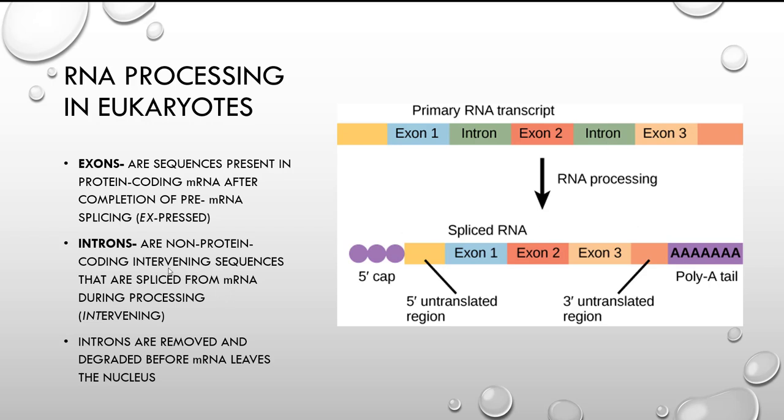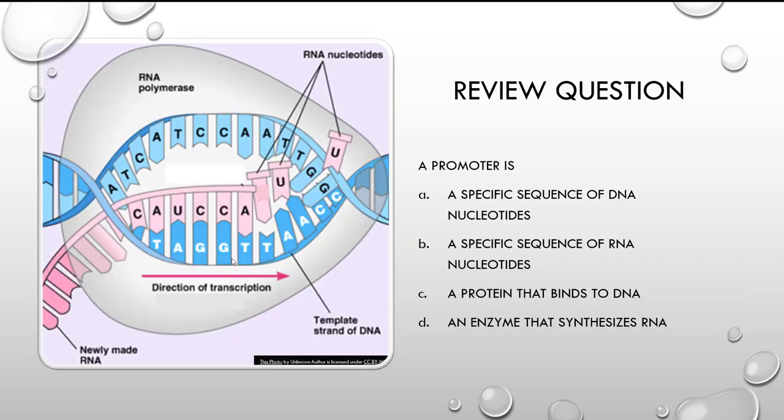Okay, all right, so let's move on to some review questions. So a promoter is A, a specific sequence of DNA nucleotides, or B, a specific sequence of RNA nucleotides, or C, a protein that binds to DNA, or D, an enzyme that synthesizes RNA? So what is a promoter? And I purposely chose this figure so that you didn't get the clue of what the promoter was.